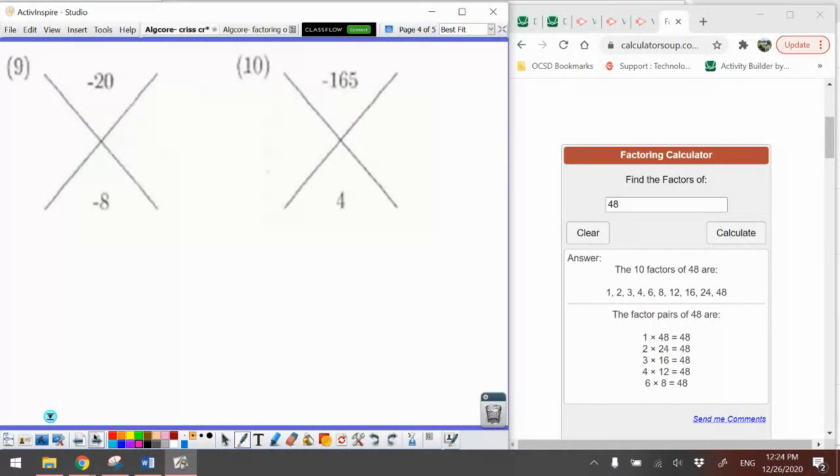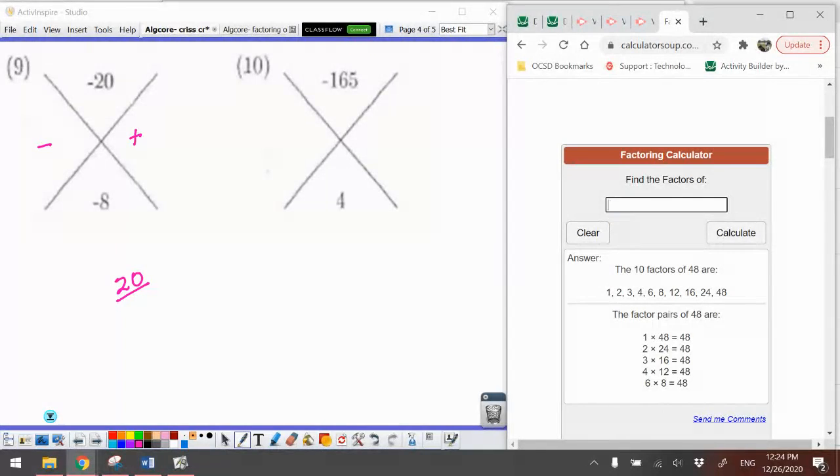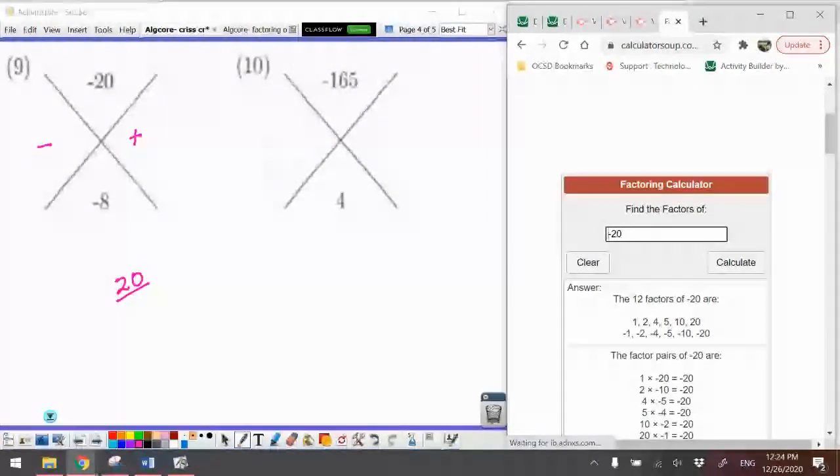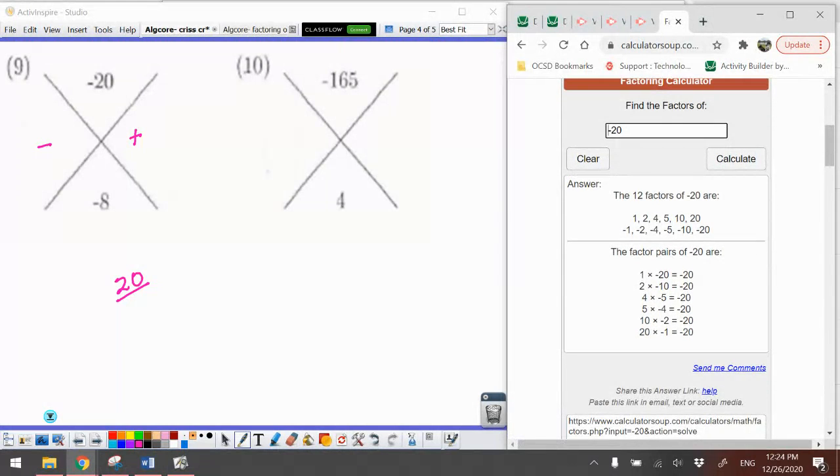Okay, let's look at these. Notice how this time there's a negative on top, okay? So that means I'm going to have one negative and one positive in my answer. One negative and one positive. So let's start with the factors of 20, okay? And you might think, hey, let's put in a negative 20 and see if I can get some answers. Well, this one will give me the negatives, okay? Now the other factor generator we use, that one doesn't, but I can look at these to help me.